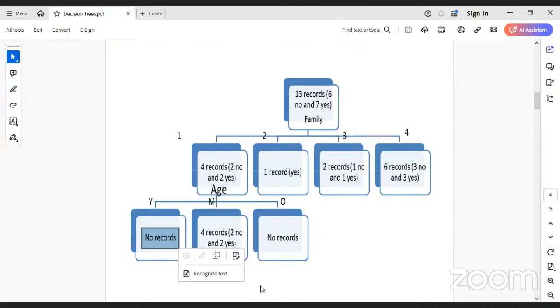So any doubts? If you have any doubts, please put them in the chat box so that I can know at what stage you are. Can anyone put it in the chat box whether yes? It is like decision trees and random forest. Okay, it is not like that, it is decision tree. So we are talking about decision tree itself.